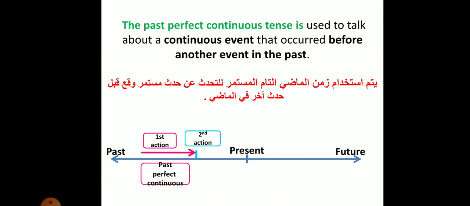So please look here at the timeline. We have two actions in the past. The first action is a continuous event, and we conjugate it in the past perfect continuous. The second event is shorter. Okay?